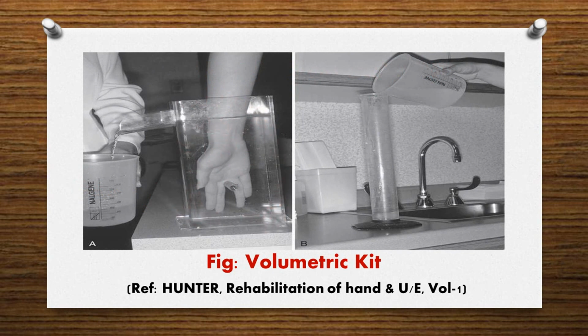Then the excess water transfers into the beaker. This is the beaker, and at the end this beaker is taken to the graduated cylinder, where finally the measurement is taken, and at the end a comparison is done of both the affected and non-affected side. It's mostly used to measure hand and feet edema.